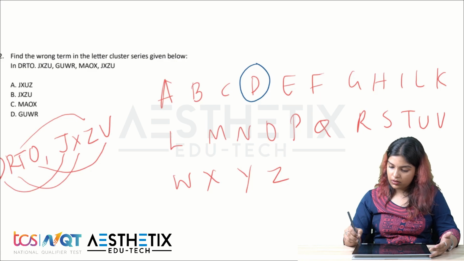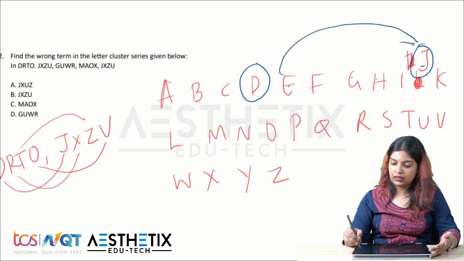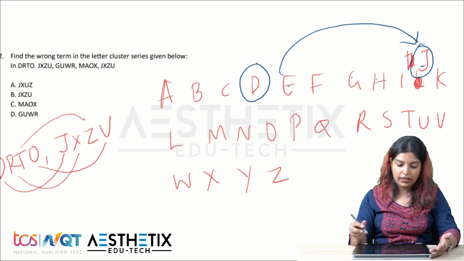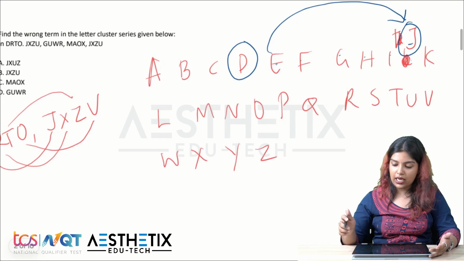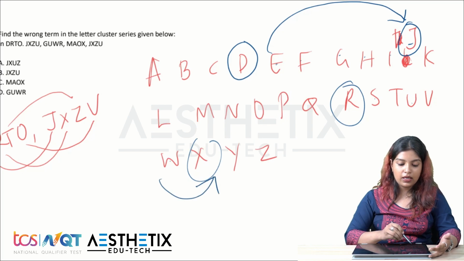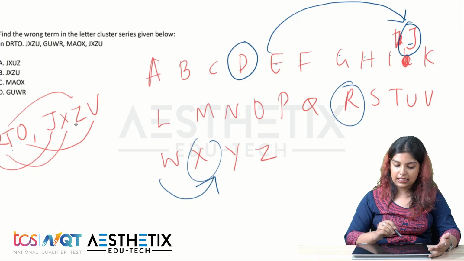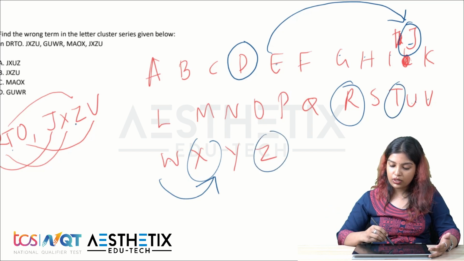So if I do that, I can see I have marked D here and there is J. If I'm counting from D to J, 1, 2, 3, 4, 5, 6, J is exactly 6 letters ahead. And I'm trying to find a relationship between R and X. Similarly, R is here, X is here. 1, 2, 3, 4, 5, 6. This is also exactly 6 letters ahead. Similarly, we can find T and Z. So T is here, Z is here. 1, 2, 3, 4, 5, 6.